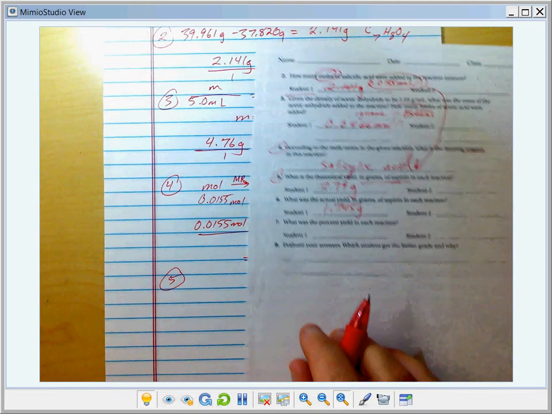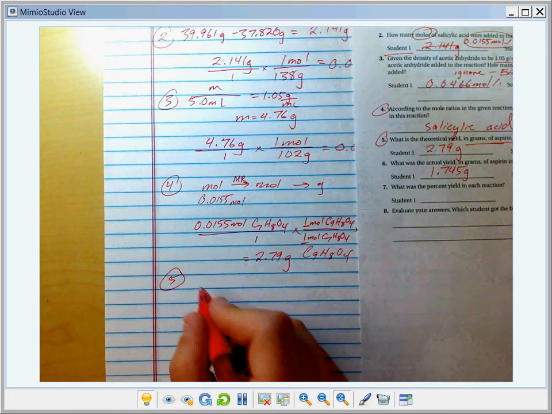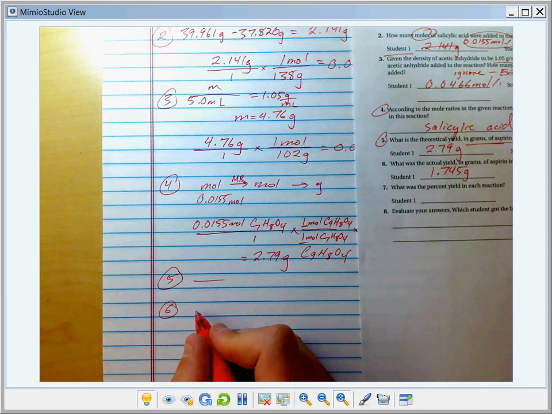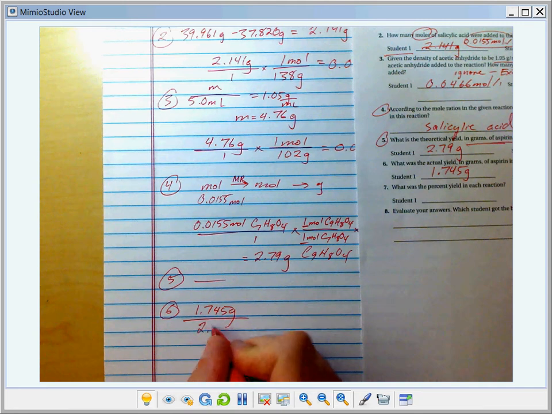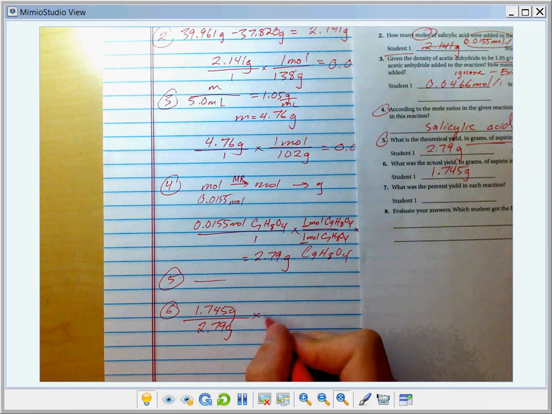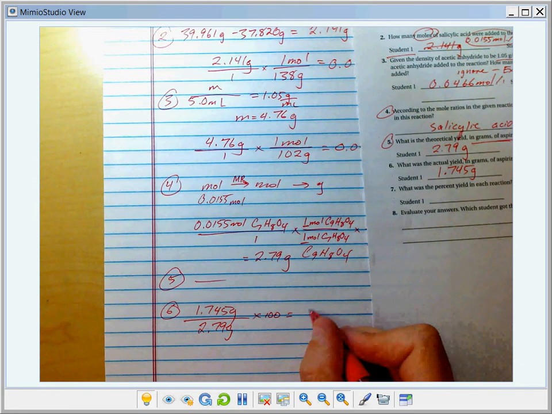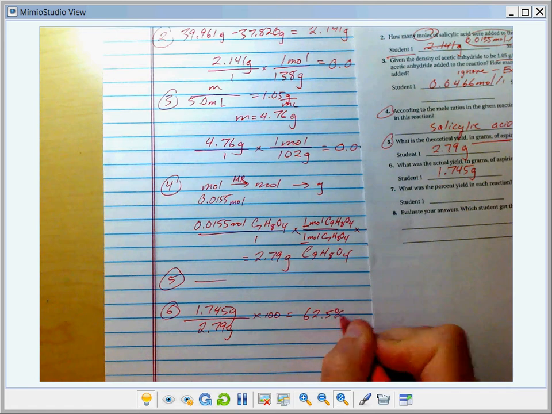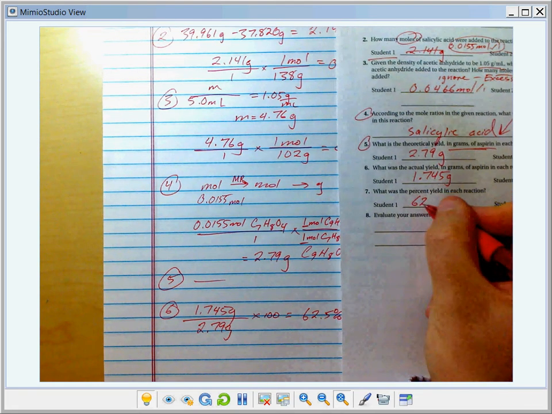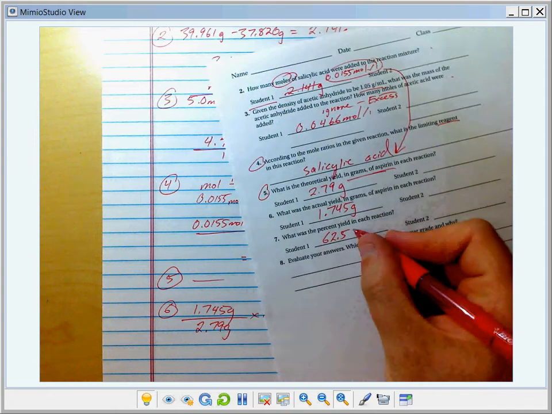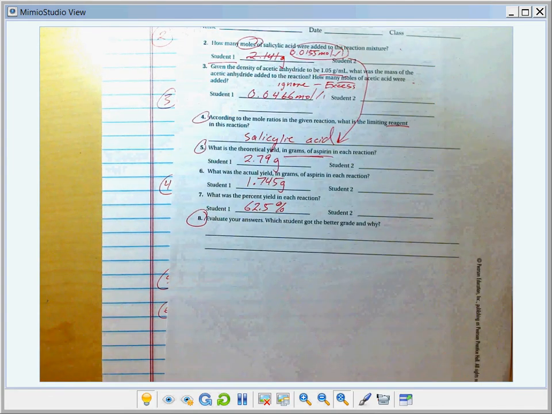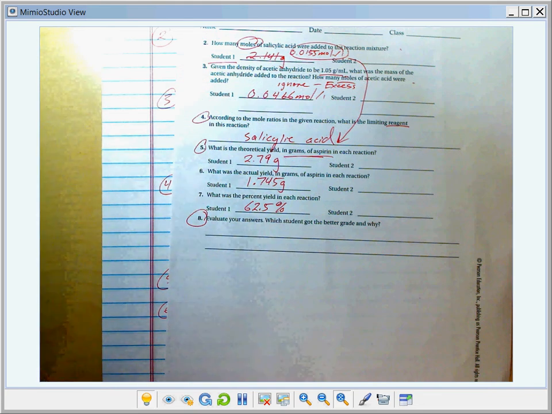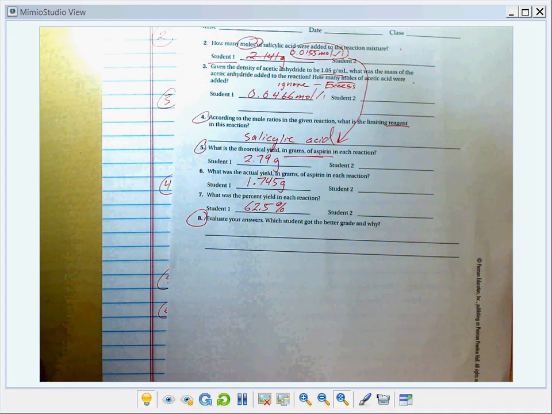And finally, percent yield. You guys know that the percent yield is actual over theoretical. Well, we have the actual, it's 1.745 grams. We have the theoretical, it's 2.79 grams. Multiplied by 100 just to make it into a percentage, and that's 62.5. You need to do the rest of the calculations yourself to be able to say which student got a better grade and why. It has to do with who got the better percent yield.